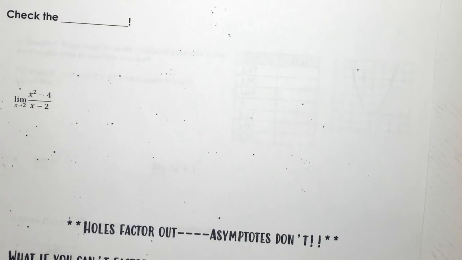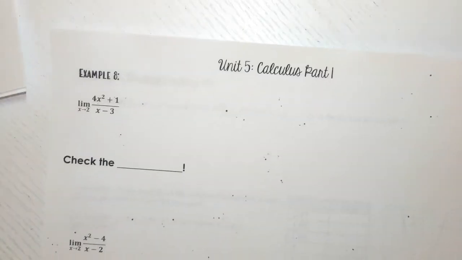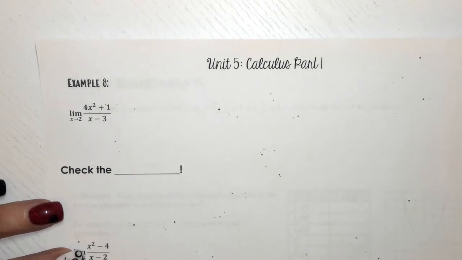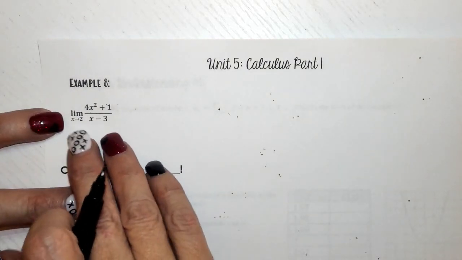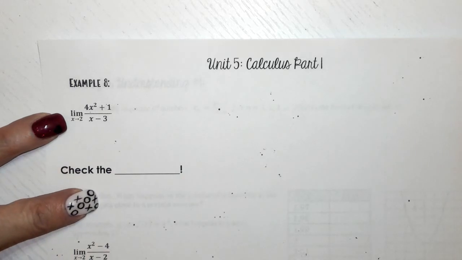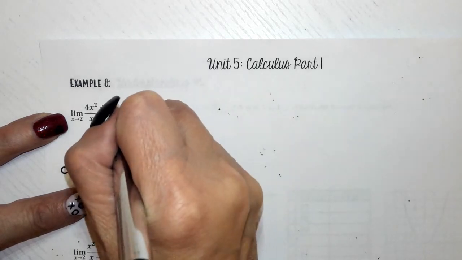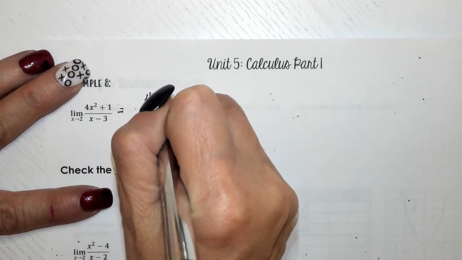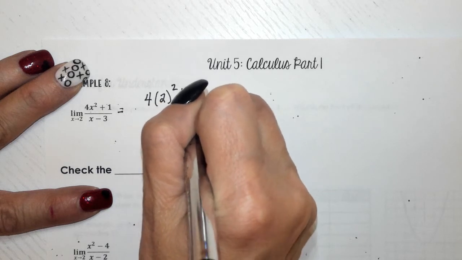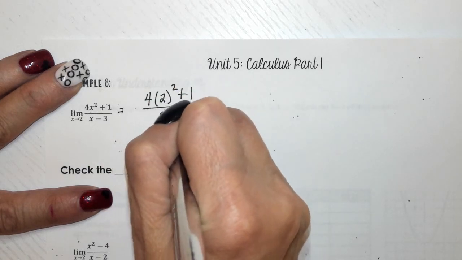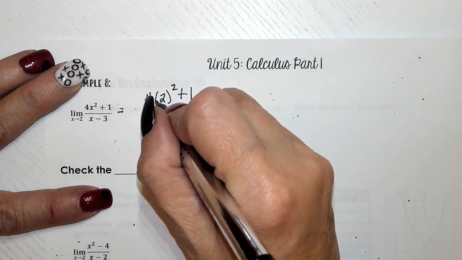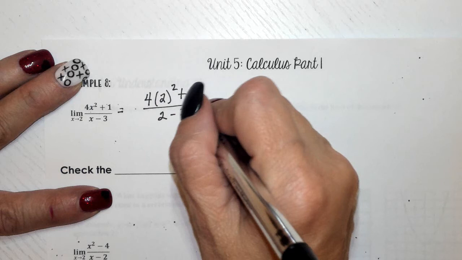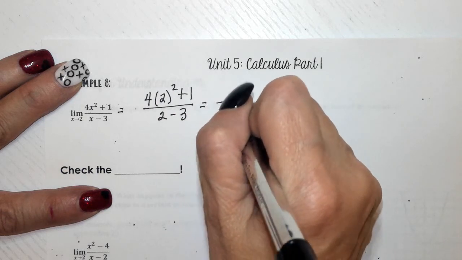Okay. So now that we know how to do that, let's go here and let's see if we can do this. Okay. So the limit is 4x squared plus 1 over x minus 3 as x approaches 2. So, well, let's see. That would be 4 times 2 squared plus 1 over 2 minus 3. Well, pretty sure that's, let's see, 2 squared is 4, times 4 is 16 plus 1 is 17 over negative 1. That's negative 17.